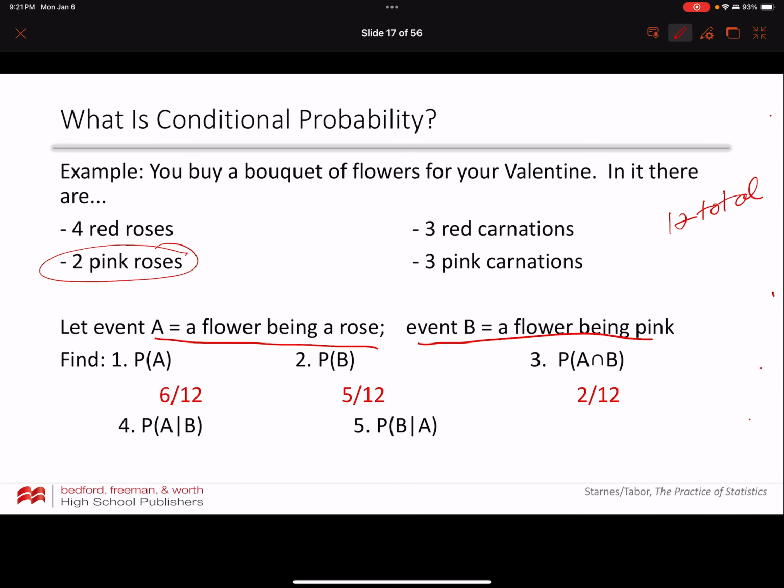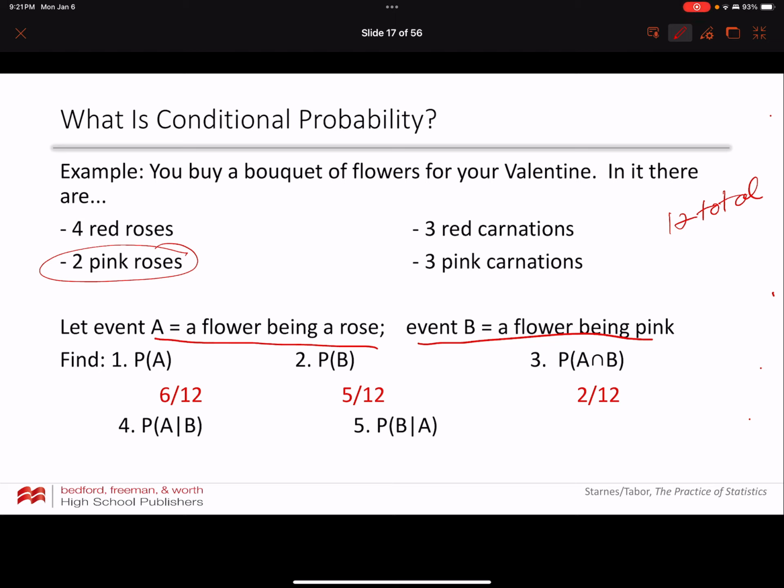There we go. How about those 2 pink roses? So that probability should be 2 out of 12, right? Now, let's look at those. 1 through 3 are kind of like basic probability questions. Now let's look at 4 and 5. These are some conditional probabilities.